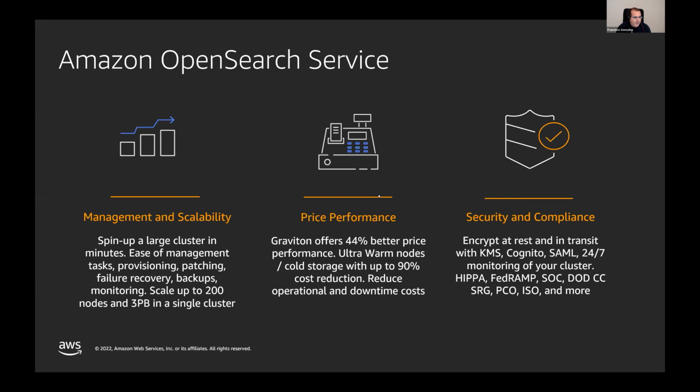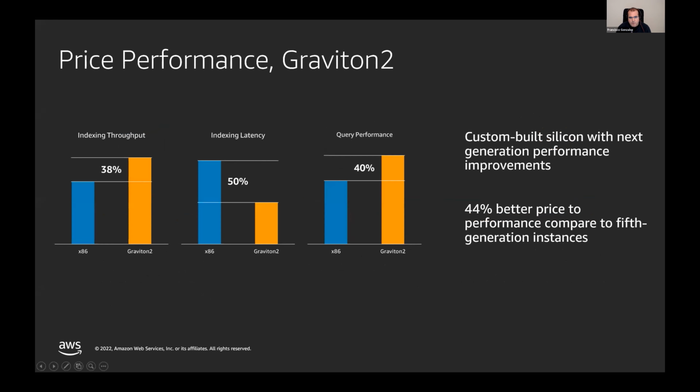So if we go a little bit deeper into price performance, since May 2021, Amazon Opensearch Service supports Graviton processor instances. And in OpenSearch, we've seen about 44% better price performance. In this chart, you can see that for some of the testing and the benchmark, we see 38% improvement in indexing, 50% less indexing latency, and 40% increase query performance.